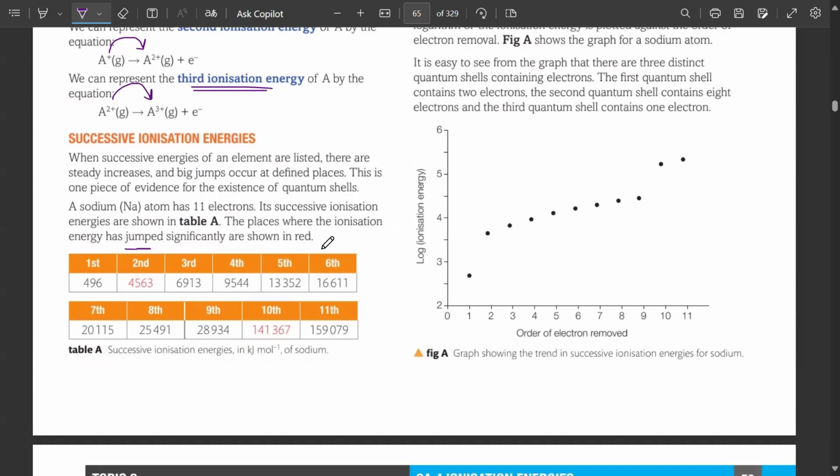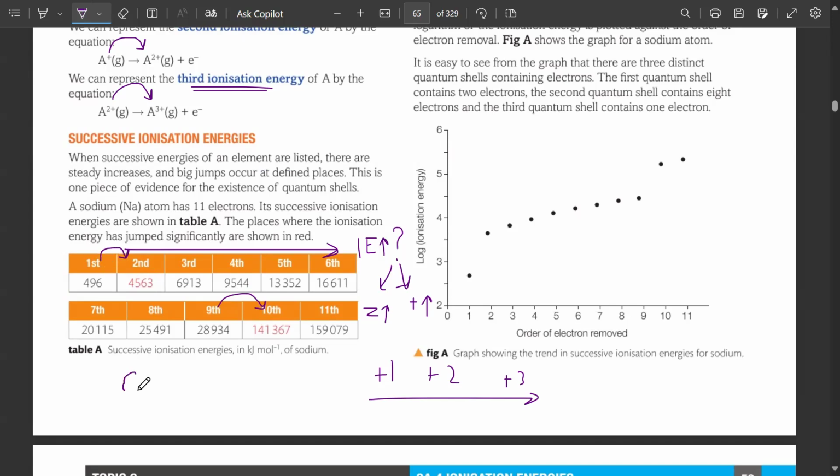And as you move across the period, remember, the ionization energies are always going to increase. Why? There are two reasons. Because the number of protons are increasing and the nuclear charge is also increasing from +1, +2, फिर +3 आ जाते हैं as you move from group 1 to 2 to 3. And if you see a very large jump, what does this large jump mean? When there is a change of shell.